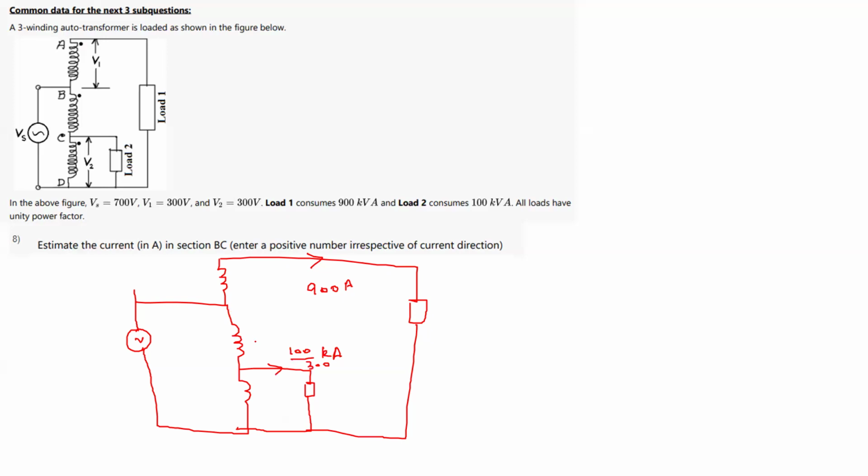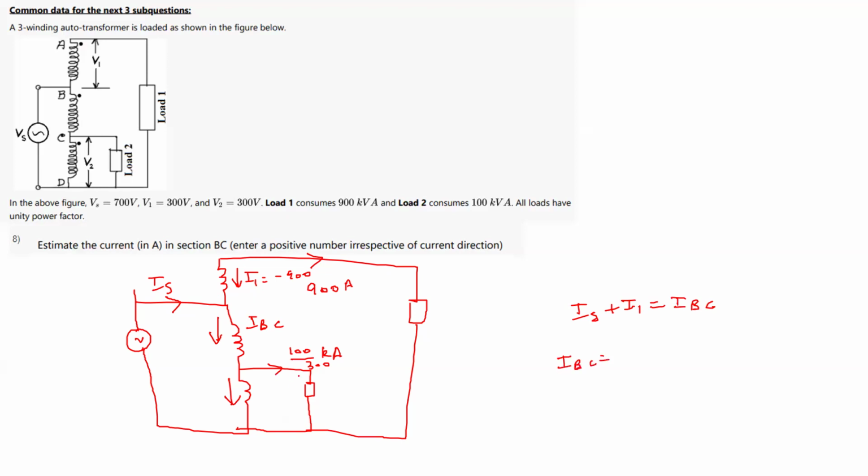Now how can we get the current in this section? Let us see one by one. Let us write the KCL everywhere. So this is here, and this is here, which is minus 900. Now these two currents will give me this current IBC. Let us say this is IS. So IS plus I1 will give me IBC.